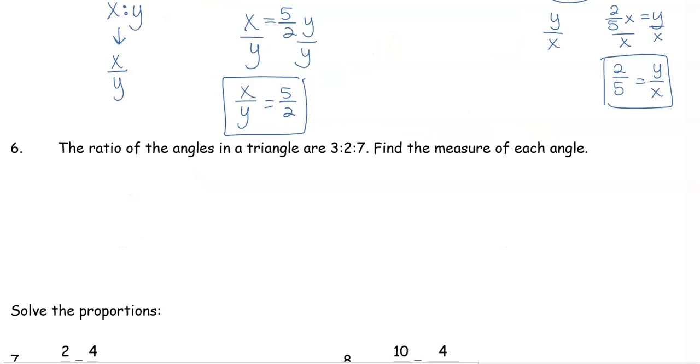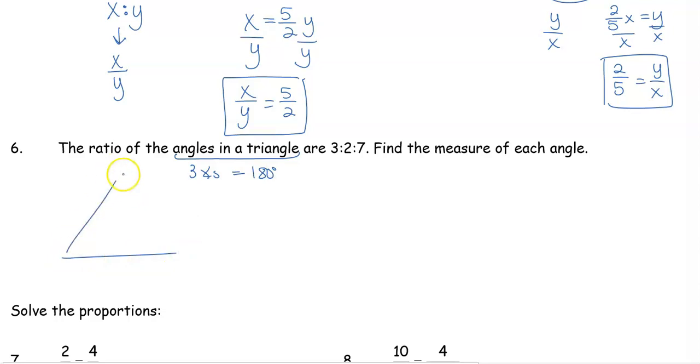The ratio of the angles in a triangle are 3 to 2 to 7. We've talked about the ratio of side lengths a lot. We've talked about ratios of angles. And if you remember, when we have a ratio, a lot of times all we did was add x's to it. So we did ratios of complementary angles, ratio of supplementary angles. So the ratio of the angles in a triangle, well, we know that in a triangle we have 3 angles, and those 3 angles equal 180 degrees.